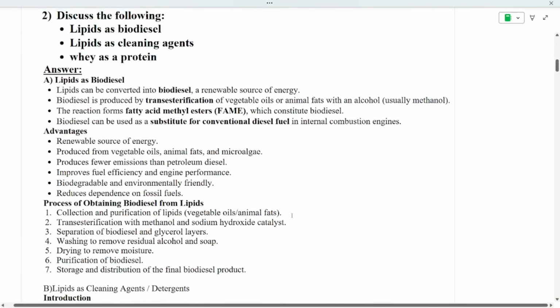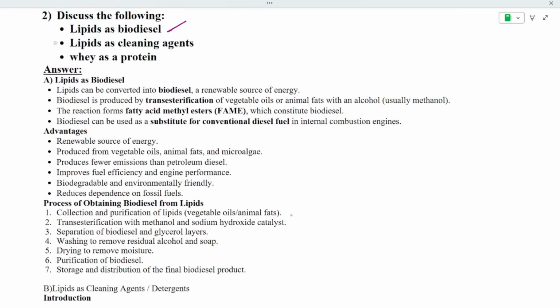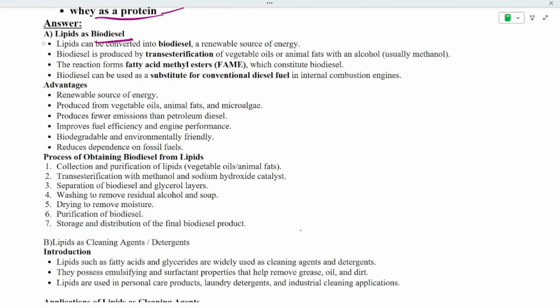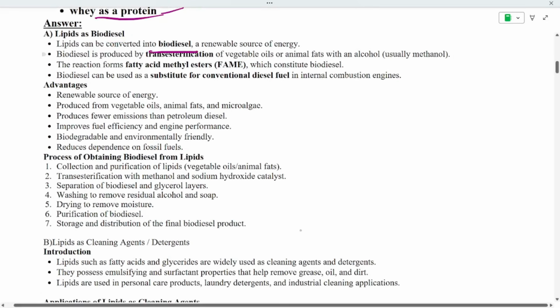Okay, next let's discuss lipids as biodiesel, lipids as a cleaning agent, and whey as a protein. We will explain all that, no need to worry. See, first they have given biodiesel. What is lipid? Lipid can be converted into biodiesel, a renewable source of energy. It can be reused. Renewable is nothing but reuse.